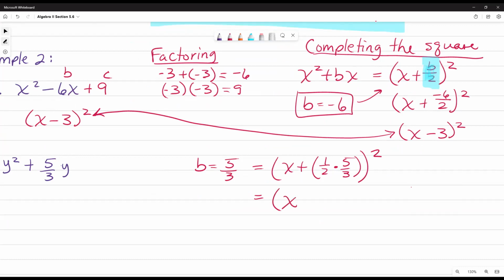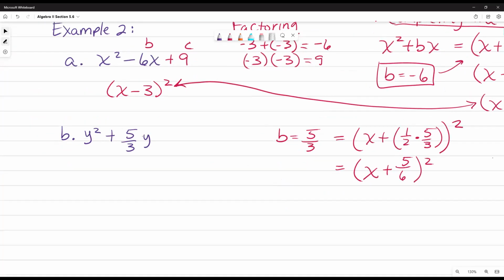Keep it inside parentheses. So this is x plus. So what's the second half of my binomial here? It's always the same numerator, and it's always the denominator times 2, like always, because you're multiplying times 1/2. So 5/6 squared, and there's our perfect square. We didn't have to figure out what it was.